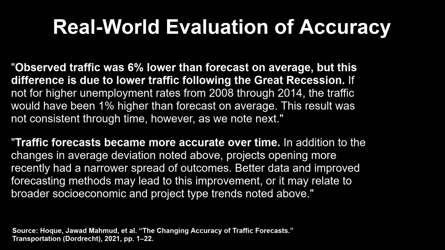In terms of an actual evaluation of travel demand forecasting models, a 2021 study compiled the largest known database of traffic forecasting data and compared measured versus forecast traffic to evaluate accuracy. They found that actual traffic was on average 6% lower than what was forecast. However, this difference was largely due to the Great Recession and its decreased employment rates. It's worth noting that forecasts are on average becoming more accurate as time progresses, as more recent projects have had a narrower spread of outcomes.